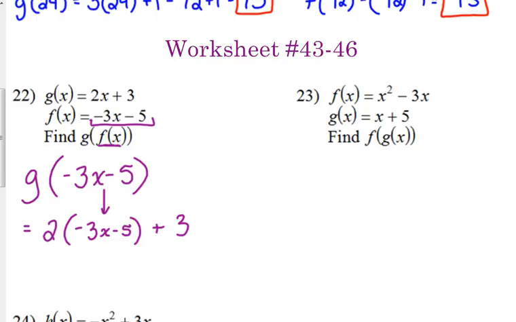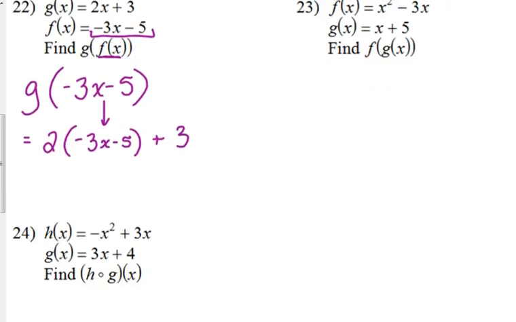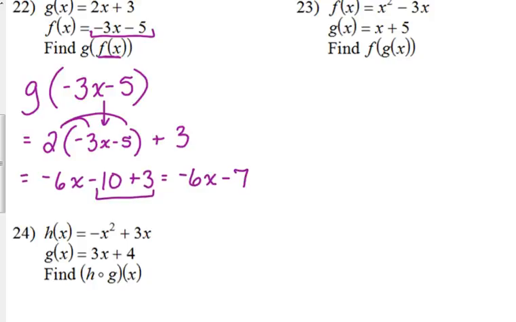And then we're going to simplify. We need to distribute the 2. So we get negative 6x minus 10. Don't forget that plus 3 on the end. And then combine the negative 10 plus 3 to get minus 7. So that is g of f of x is negative 6x minus 7.